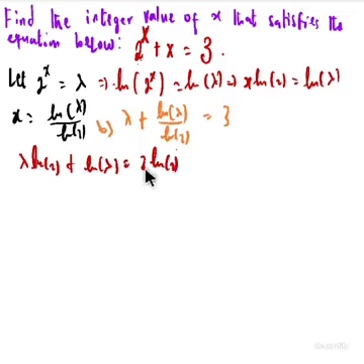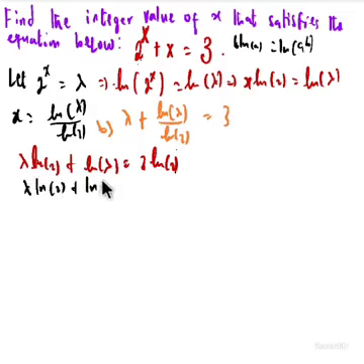And then don't forget 3 natural log of 2, it means natural log of 8, because of the law of indices. If you have b natural log of a, it means natural log of a raised to the power of b. So 3 natural log of 2 means natural log of 2 raised to the power of 3, which is 8. We can now rewrite this as lambda multiplied by natural log of 2 plus natural log of lambda equals natural log of 8.